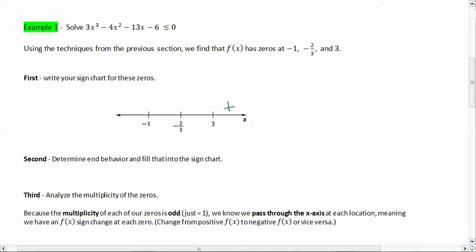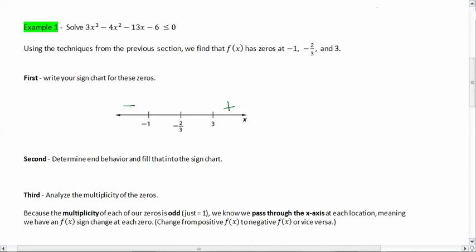Our left end behavior is defined by whether or not n is even or odd. So at this location, we have 3x cubed. Cubed means odd. So what happens when n is odd? It says the opposite of the right end. So we know that our left end behavior is going to be negative. We're going all the way down to negative infinity. So we analyze the multiplicity of the zeros.